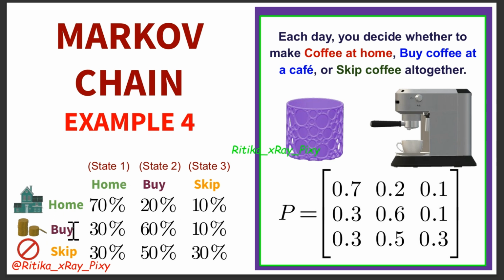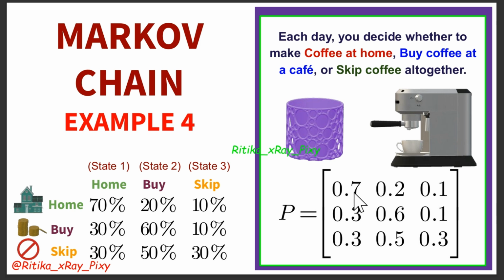In the second case, if you buy coffee today, then there is a 60% chance you buy it again tomorrow, a 30% chance you will make it at home tomorrow, and a 10% chance you will skip it tomorrow. Third case, if you skip coffee today, then there is a 30% chance you will skip again, a 50% chance you will buy the next day, and a 30% chance you will make coffee at home.